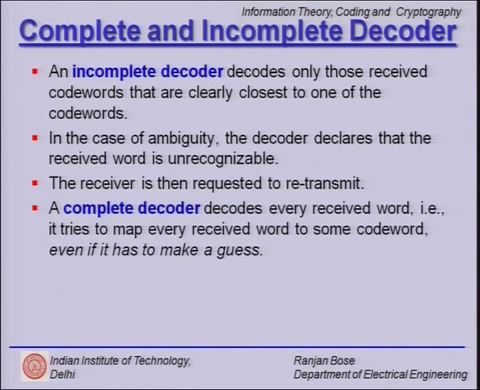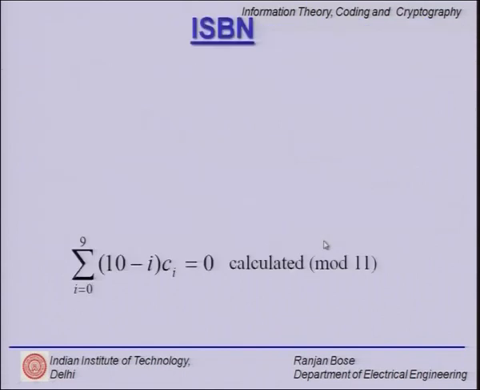On the other hand, we can be adamant, we can say a complete decoder is one which definitely decodes every received word, whether there is an ambiguity or not. Even if it has to make a guess, it will do so, but it will give you an answer, it will never ask for a retransmission.